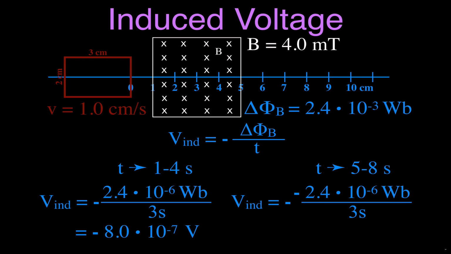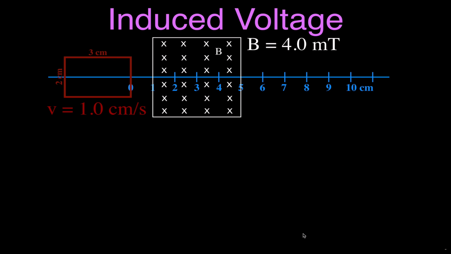We do the same thing for 5 to 8, and we get a positive 8 times 10 to the minus 7 because we have a minus sign here. Remember, the change in the magnetic flux was negative because it's decreasing, going from some value back to 0. So this is minus a minus, and this is a positive value. So that's the induced voltage during those 2 time intervals.